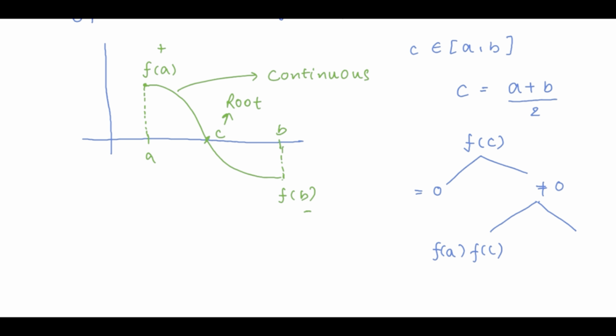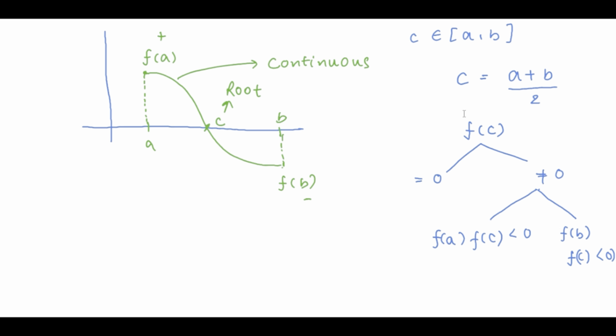The first one is f(a) times f(c) is less than 0. Then the root lies in [a, c], and you need to discard the second half. And if you get f(c) times f(b) is less than 0, then the root lies in [c, b], and you need to discard the first half. So every iteration cuts the search interval into two equal halves, and that's why this method is called the bisection method.